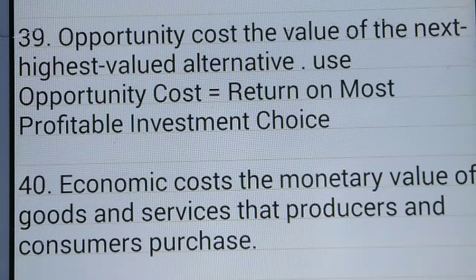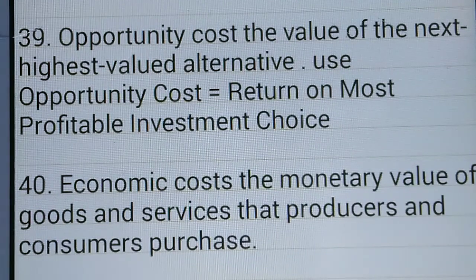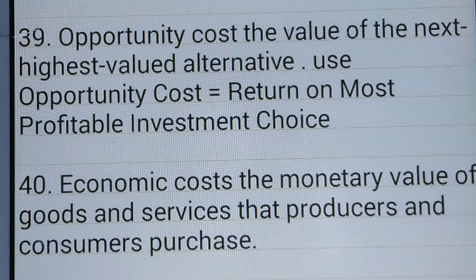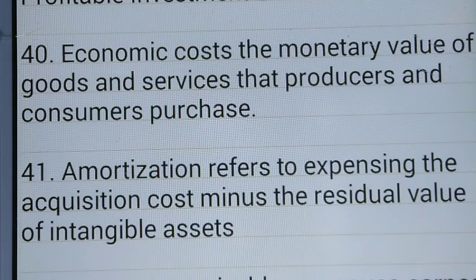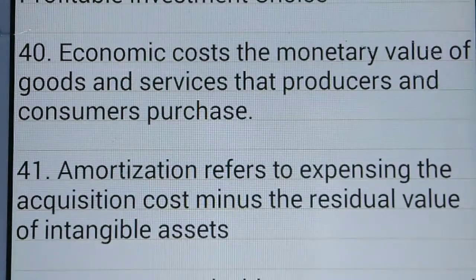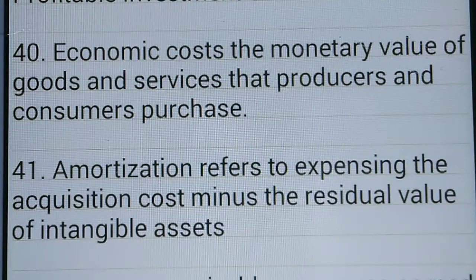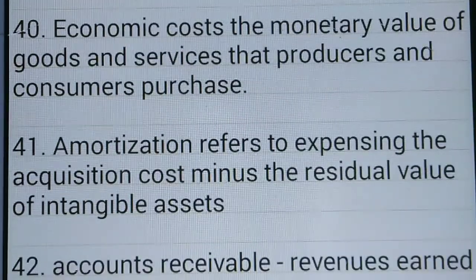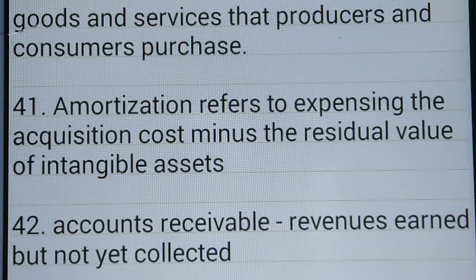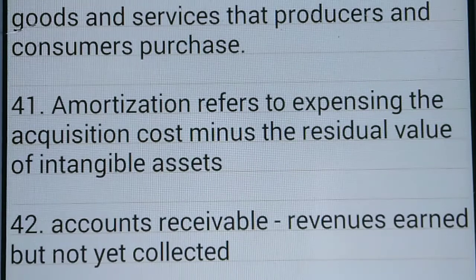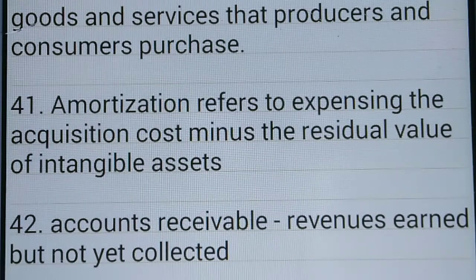Opportunity cost, the value of the next highest valued alternative. Opportunity cost equals the return on the most profitable investment choice. Economic costs are the monetary value of goods and services that producers and consumers purchase. Amortization refers to expensing the acquisition cost minus the residual value of intangible assets.